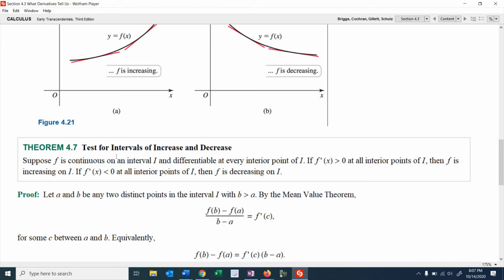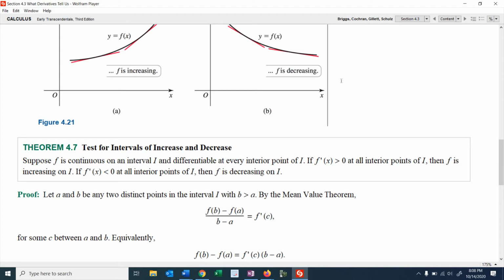It says, suppose f is continuous on an interval I. So we do need the function to be continuous on some interval before we can use this test. We also have to suppose that it's differentiable at every interior point of the interval I. So it needs to be both: continuous on the interval, and differentiable on all the interior points of the interval.